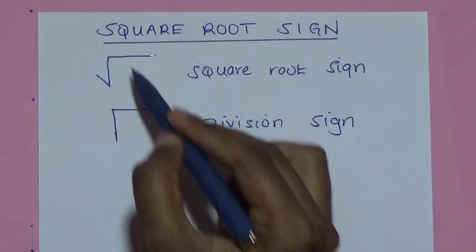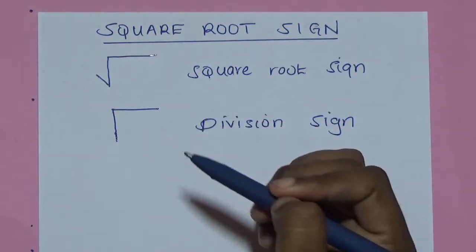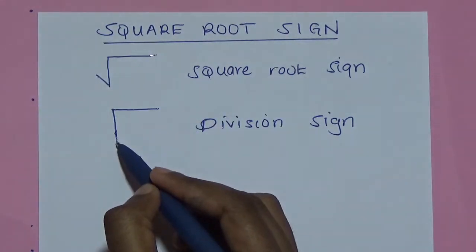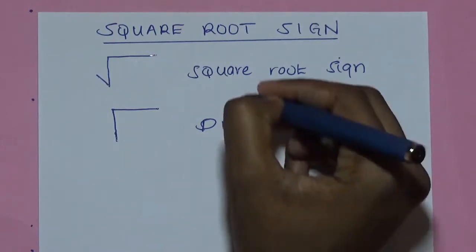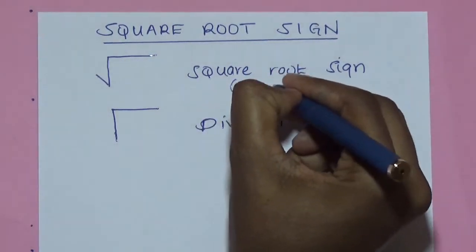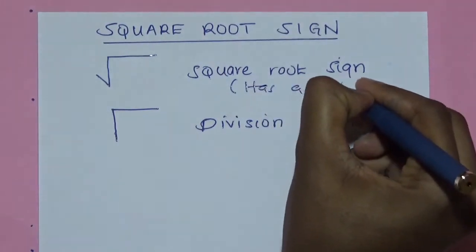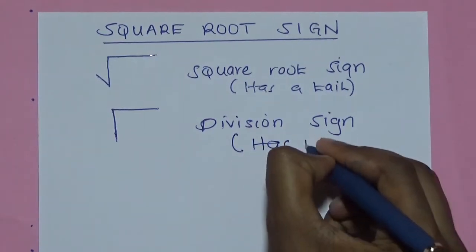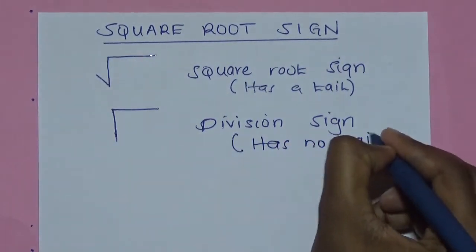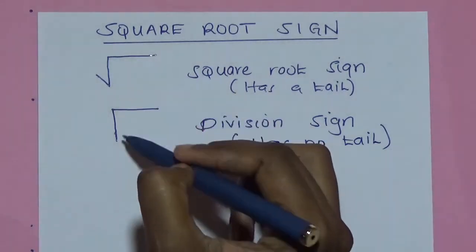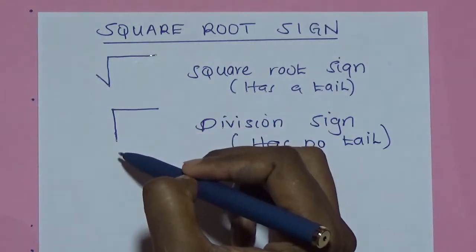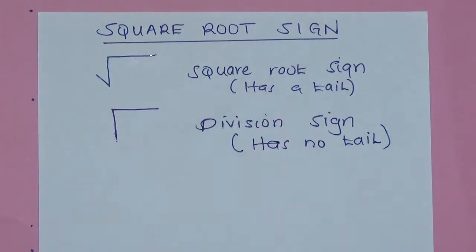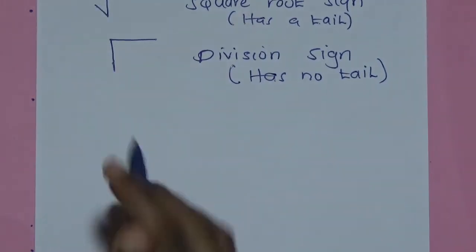But when you look at the two signs, you can note there is a difference. The square root sign has a tail, but the division sign does not have a tail. So we can write this one, it has a tail. The division sign has no tail. So that is the difference. Many students will confuse the two, but you can note that there is a difference between the two. Now, we look at how you use this sign.